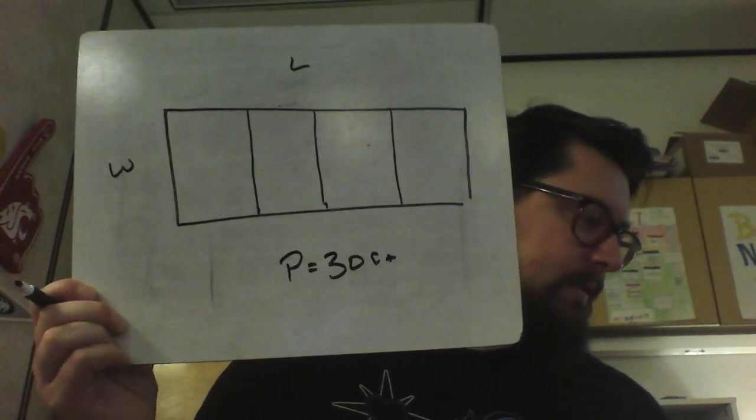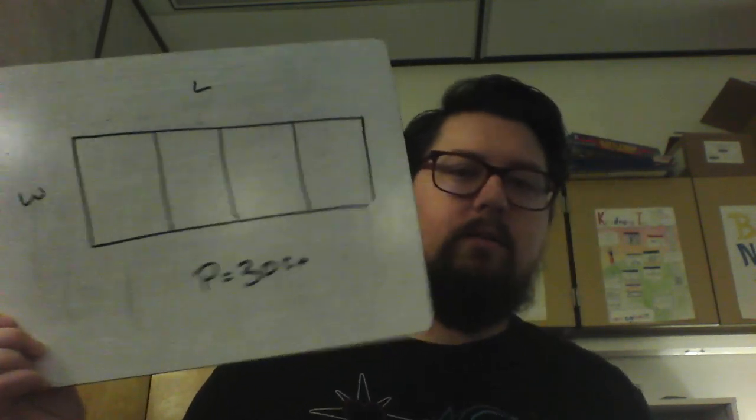Okay, so we can do this a couple ways. We can just start putting in numbers for the width and then other numbers for length and then add them up till we get to 30. Okay, so let's try that first.